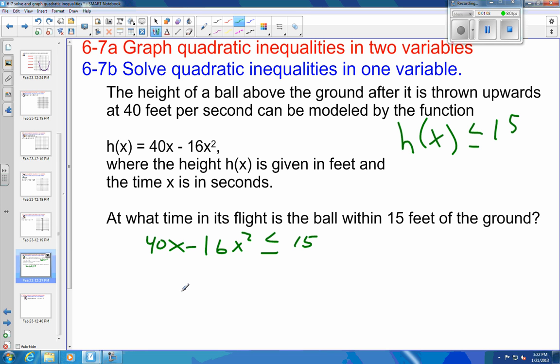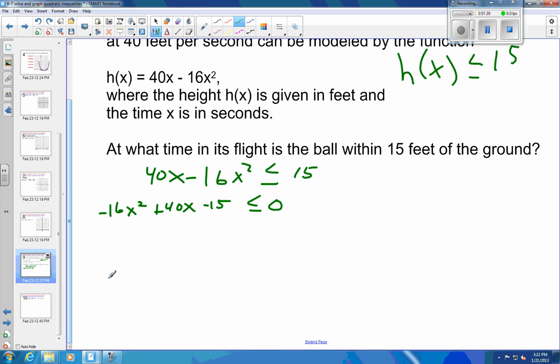From there, we need to rearrange it so it's in the proper quadratic form. So it's going to be minus 16x squared plus 40x. Move the 15 to the other side, so we're going to subtract 15, and that's going to be less than or equal to 0. We always want to set it equal to 0 because we're trying to find where we are on our x-axis. From there, this looks kind of ugly, so I would use my quadratic formula and a calculator.